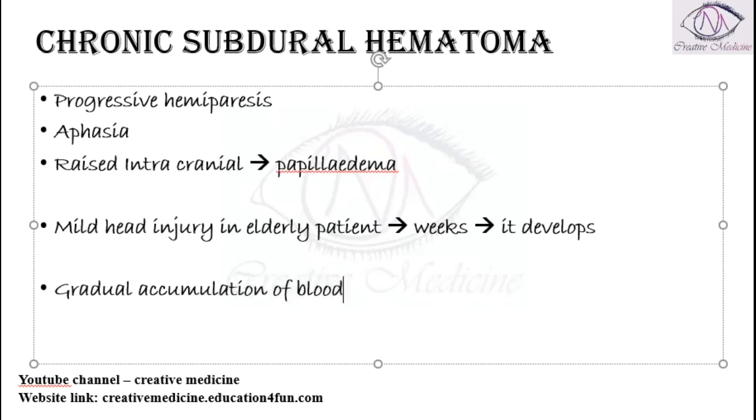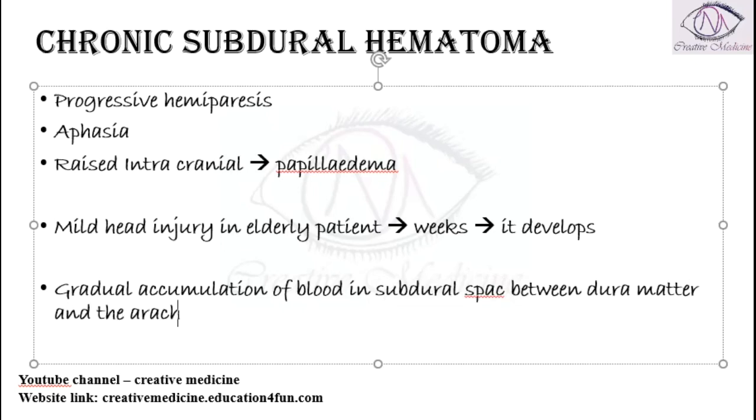accumulation of blood in the subdural space, that is between the dura mater and the arachnoid matter, and thus the patient will mostly present 3 weeks after the initial bleed. So that is the reason why we call it chronic.